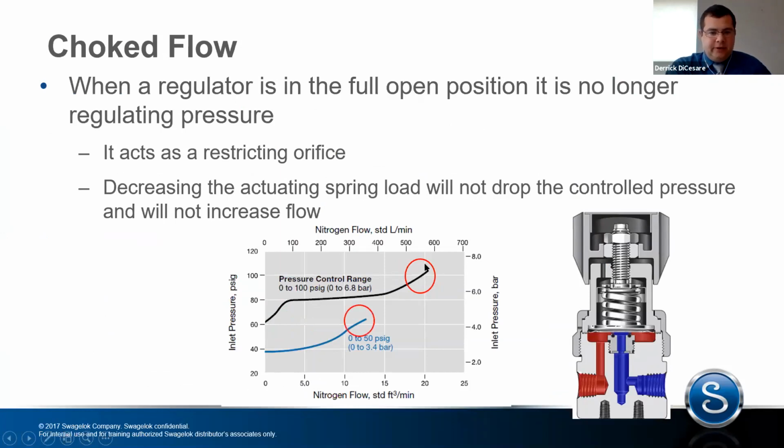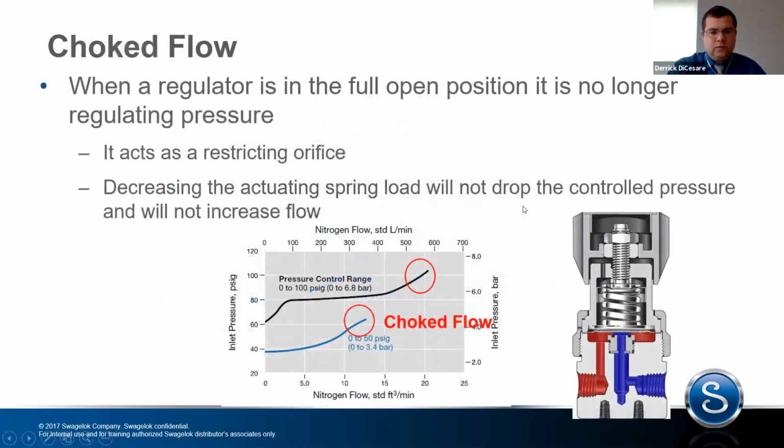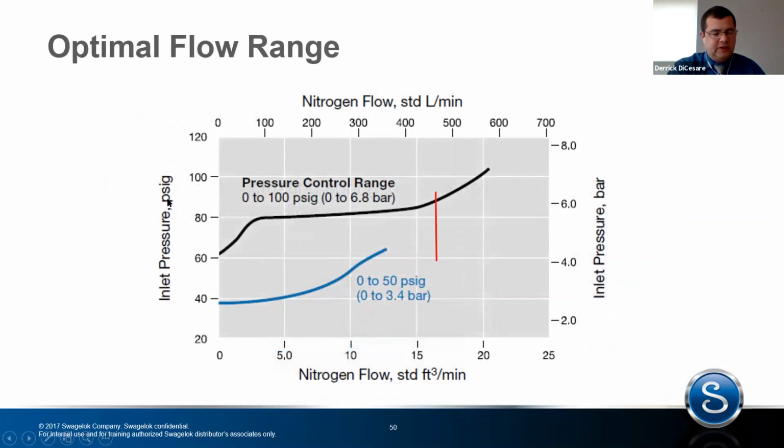Choke flow, this happens in a back pressure regulator as well. That's when it's full open. It's not regulating anymore. It is a restricting orifice. And our optimal flow range is going to be referenced as the same. It's going to be where the flow curve is its flattest, as you're seeing it here. That's where you want this regulator to be used, in that flow at about that pressure.